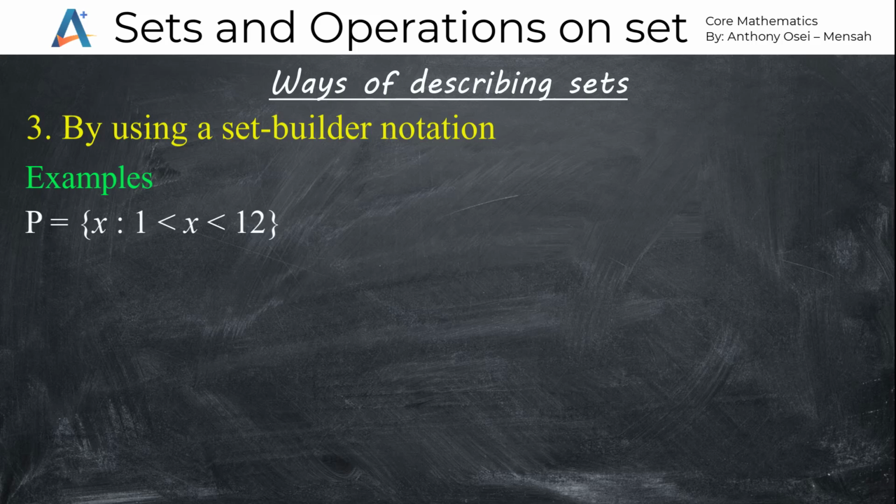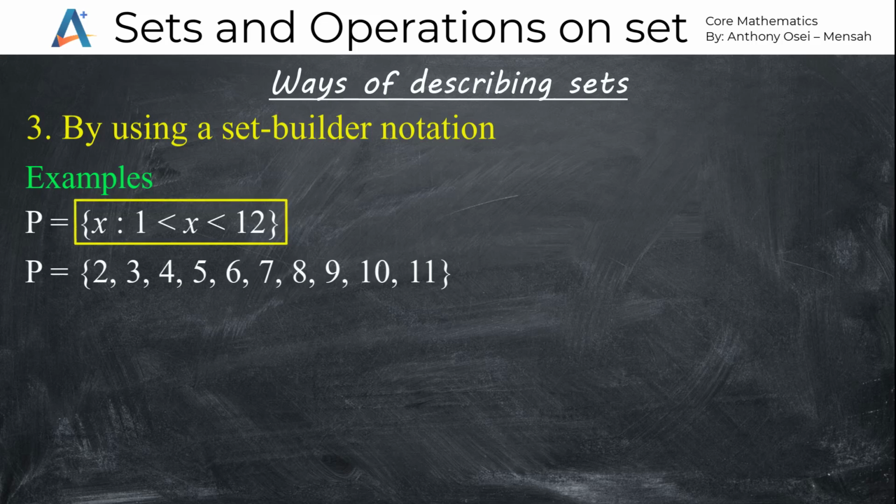So X such that 1 is less than X and X is less than 12. What is the meaning of this? That means the members of P will be, 1 is not part because 1 is less than the members, or the members are greater than 1. So it will start from 2. So 2, 3, 4, 5, 6, 7, 8, 9, 10, 11. 12 will not be part because the members represented by X are less than 12. The numbers which are less than 12 are not up to 12, so they cannot be equal to 12. So 12 is not part. So 11 will be the last number which is less than 12.